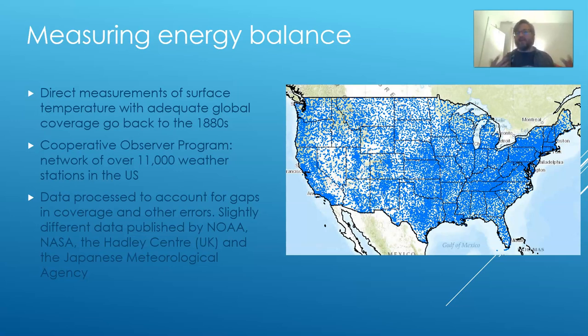So we can't just take all of these temperatures and add them up, divide by 11,000 and get our average, because areas that have more weather stations are going to be overrepresented in the data. Pennsylvania is going to get extra weight if we just add up all of the weather stations, because we have more weather stations per area than, say, Nevada does.